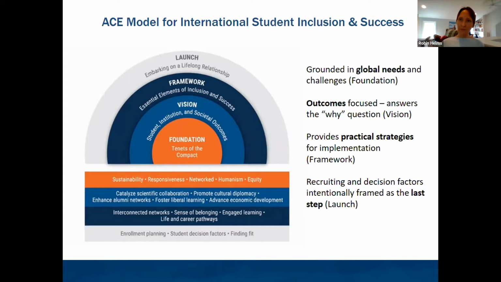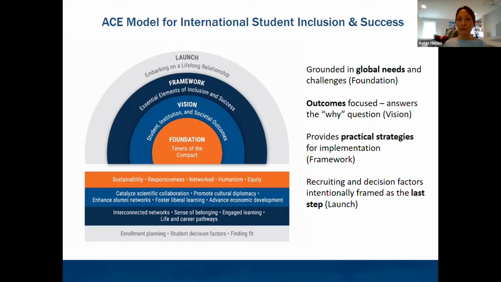And this is really kind of the meat of the report in many ways. So some of those big themes that we found as we looked across the research literature included interconnected networks, sense of belonging, engaged learning, life and career pathways. And so in the report, we really dig into those areas and look at all the different ways that institutions can support student success in all of those ways.